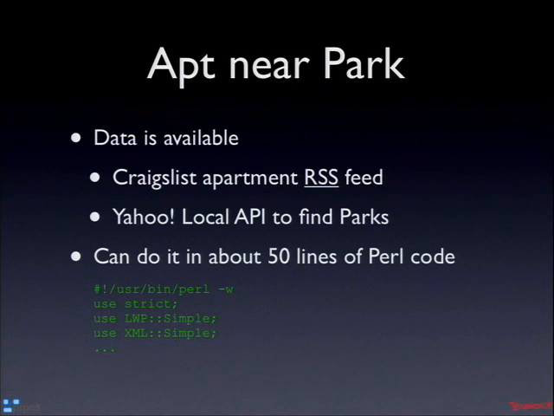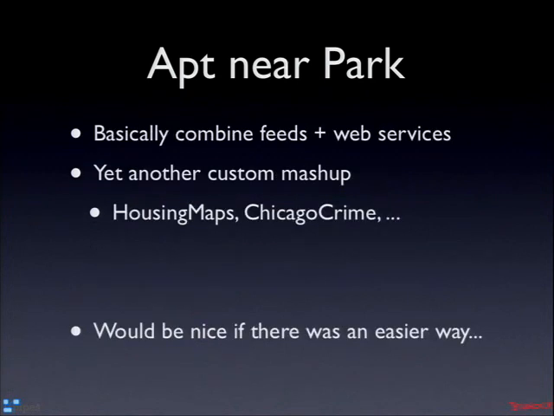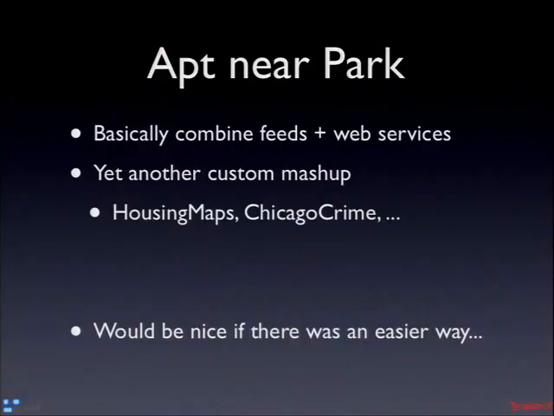But of course, again, being an engineer, I started thinking, how can I further generalize this? So my script was basically taking one data feed and mashing it up with two web services, the Yahoo Geocoder web service and the Yahoo Local web service. In other words, this was a mashup that I had to write. And as you know, mashups have been on the scene for the past several years. Housing Maps and Chicago Crime are two very well-known examples of mashups that people have built recently.